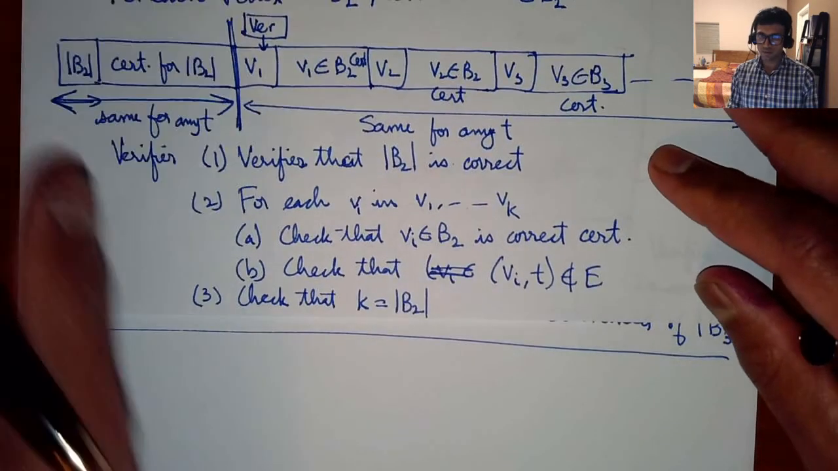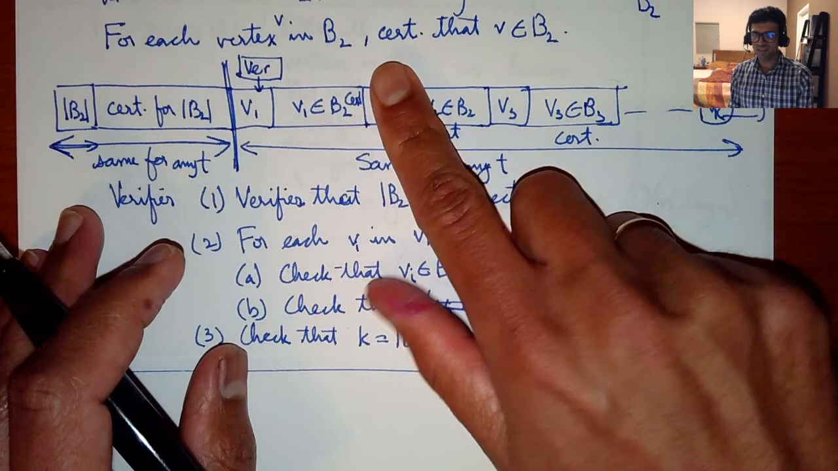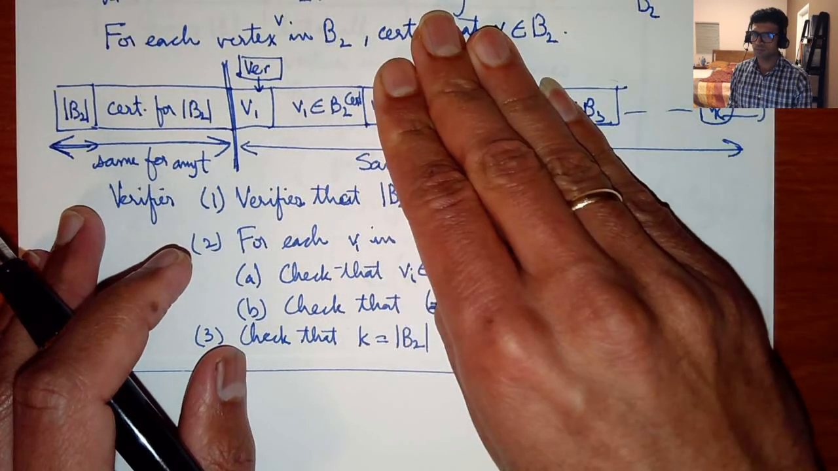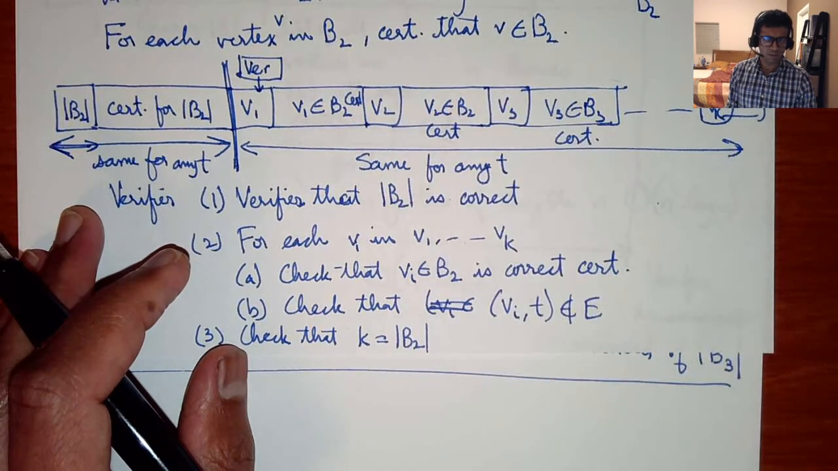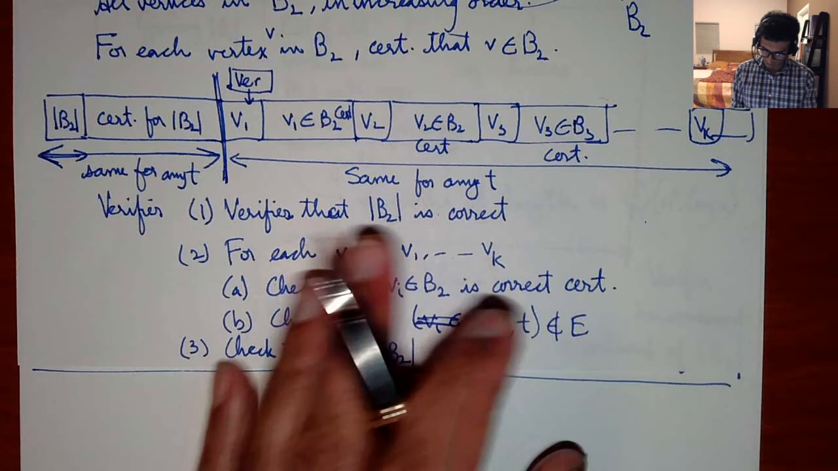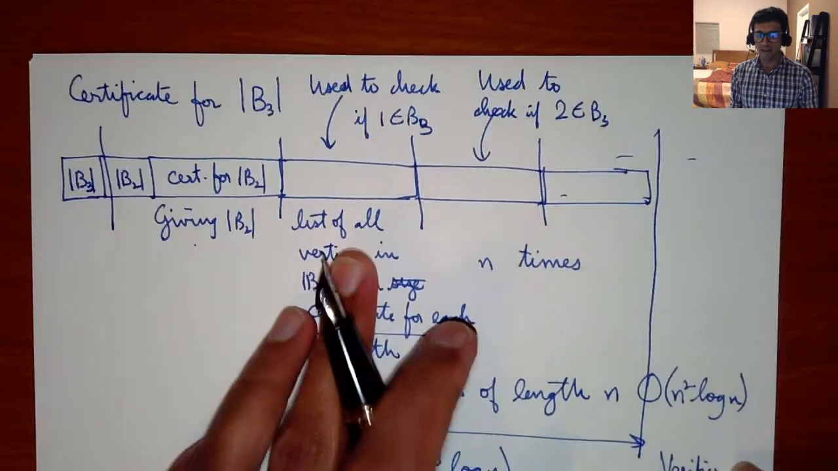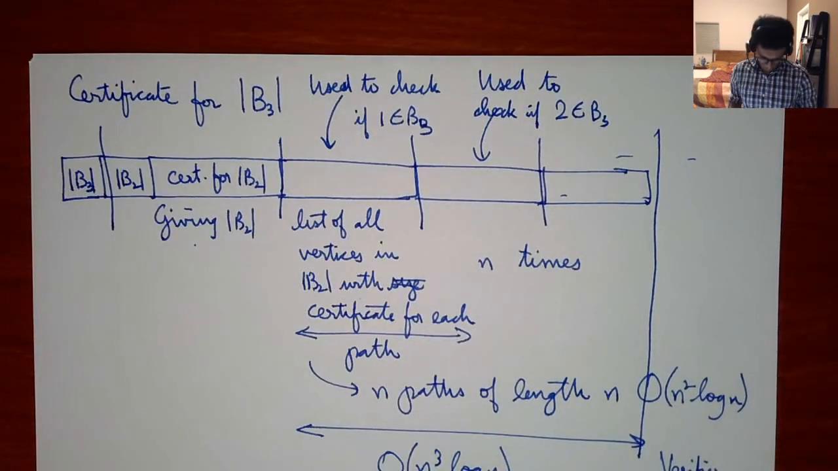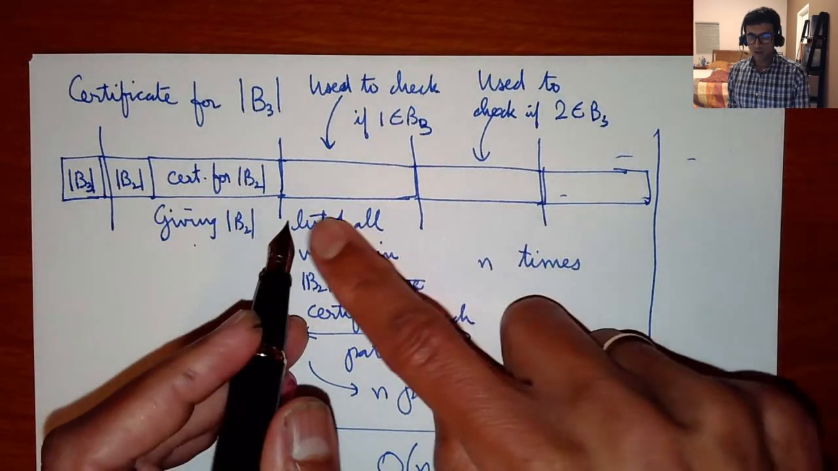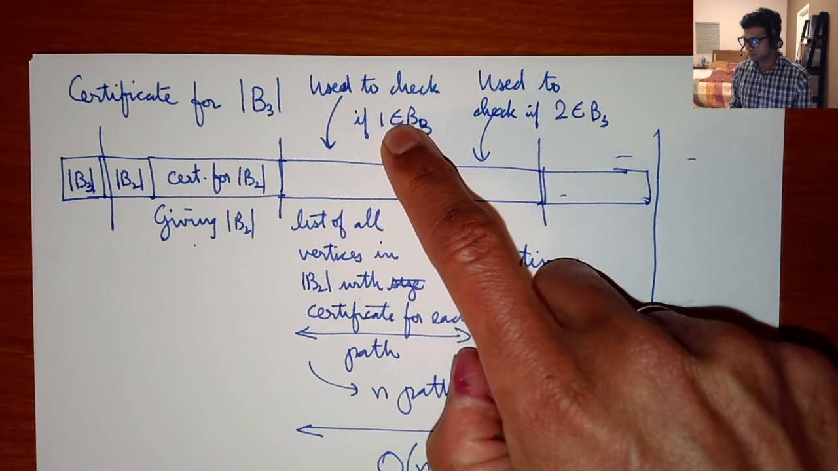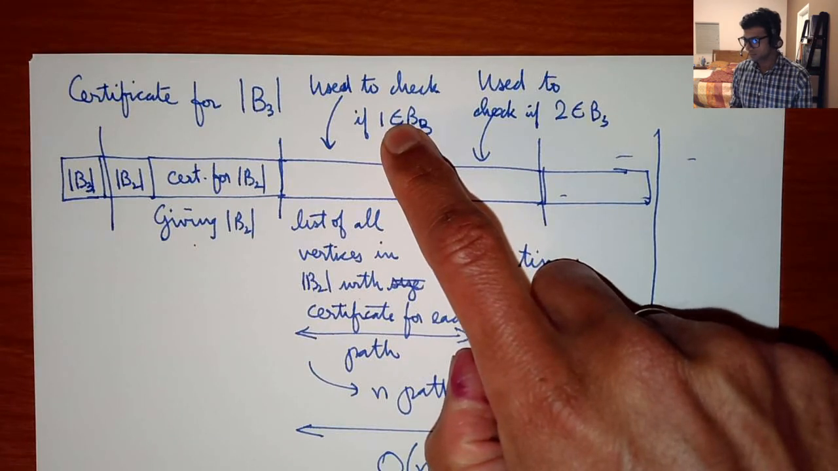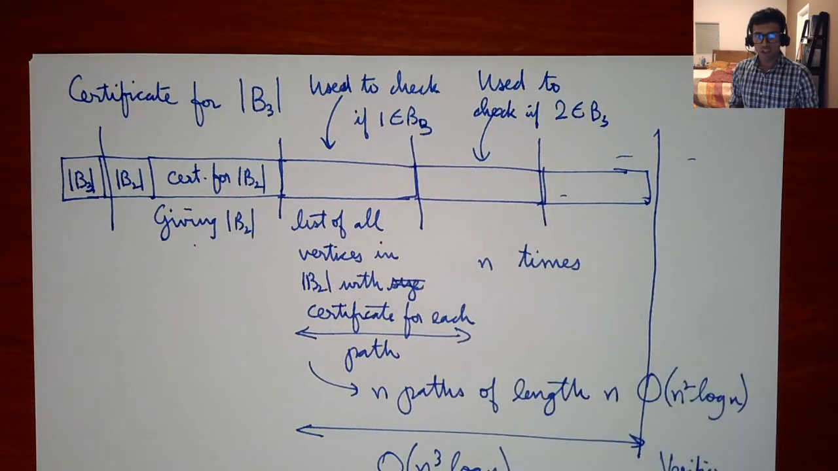Yeah. So here's your certificate. What you're saying is, why isn't the certificate just appear once? Or rather here you're saying, why does it appear n times? Yeah, exactly. So what I'm saying is, with the certificate, you can check if 1 is in B3. Let's say you wanted to check if 1 is in B3 and 2 is in B3 and 3 is in B3. All 3 of them. You're saying you could check all of them simultaneously.